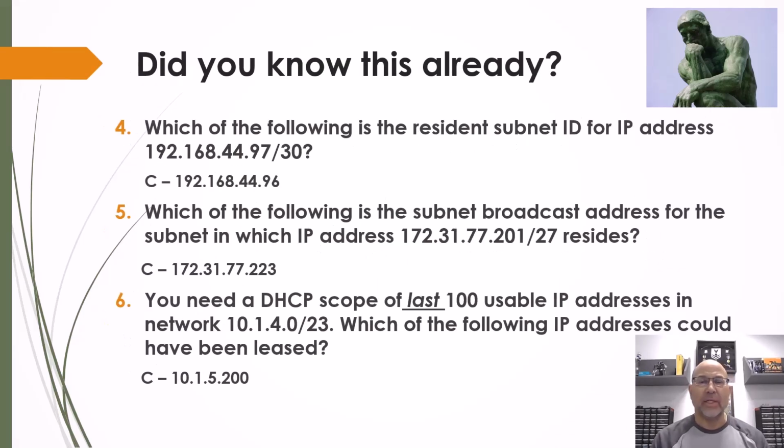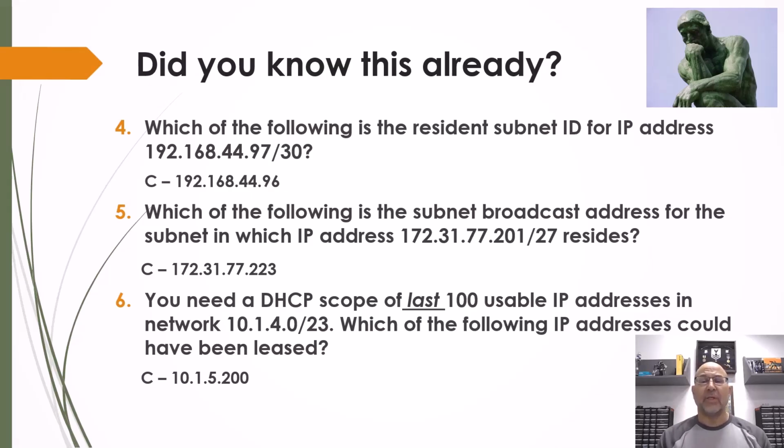But which of the following is the resident subnet ID for the IP address 192.168.44.97/30? Now the trick here is that /30. What does /30 look like? That is 6 bits in the last octet, right? So these are very, very small subnets. So if you converted 97 to binary and then you put a mask underneath there that was 6 bits with 2 zeros, the 1, that last digit, would be zeroed out, giving us 96.